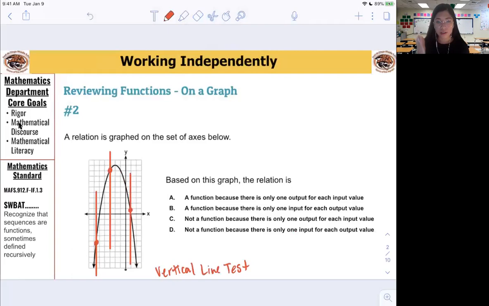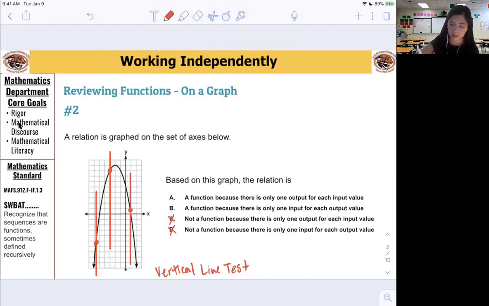Since there are no places on this graph where I have 2 or more dots stacking up on top of each other, I know that this is a function, so C and D are automatically out. And then with A and B, you have to think back to the actual definition of a function. Thinking back, I know that a function is when each input value goes to one unique output value.